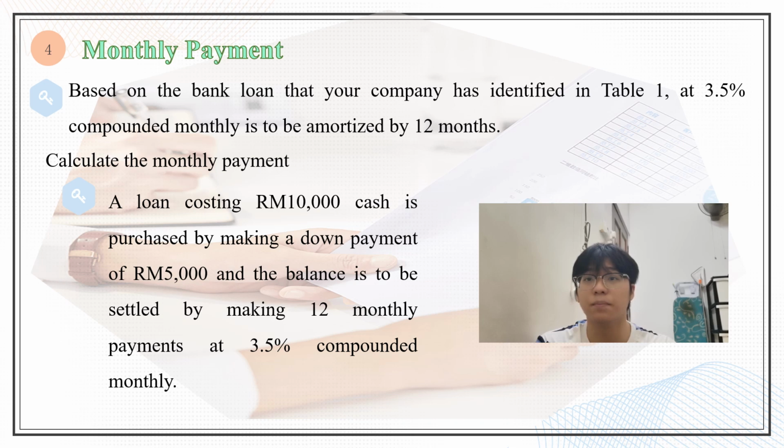The question is based on the bank loan that your company has identified in Table 1 at 3.5%, compounded monthly, to be amortized over 12 months. To calculate the monthly payment, a loan consisting of 10,000 cash is purchased by making a down payment of 5,000 and the balance is to be settled by making 12 monthly payments at 3.5% compounded monthly.